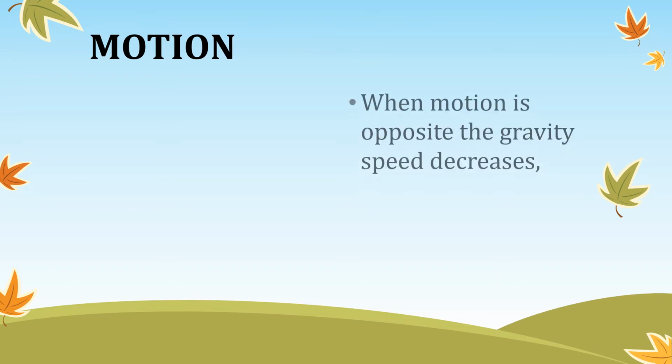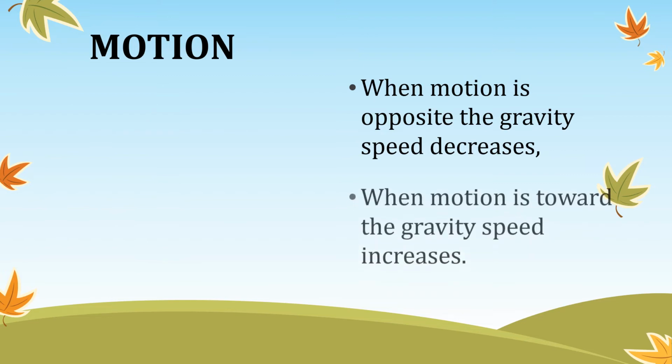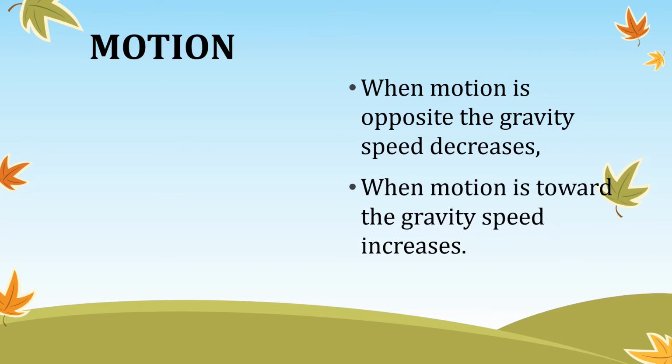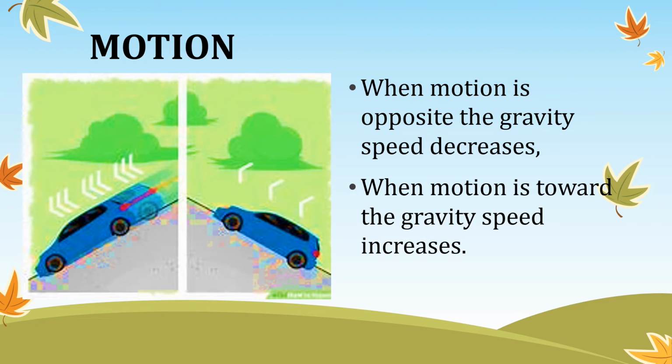Next factor, we have motion. When we say motion, it's the movement, how an object moves. When motion is opposite the gravity, speed decreases. When the motion is toward the gravity, speed increases. Once again, let's have this picture. Let's have picture 1.